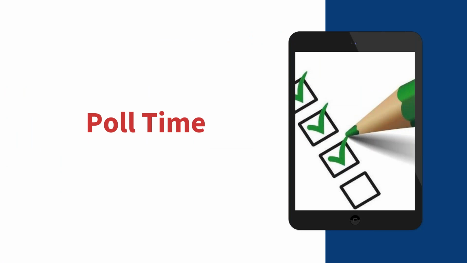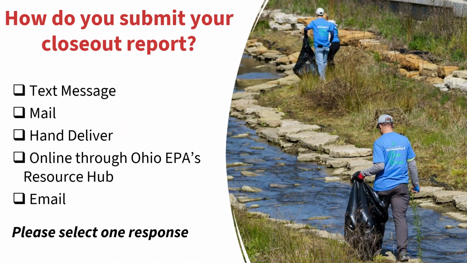So we've got time for one final poll. Let's see how everyone's paying attention. How do you submit your closeout report? Do you send a text message? Do you mail it in? Do you hand deliver it to us at Ohio EPA? Do you submit it online through the Resource Hub? Or do you email it to the recycling team?